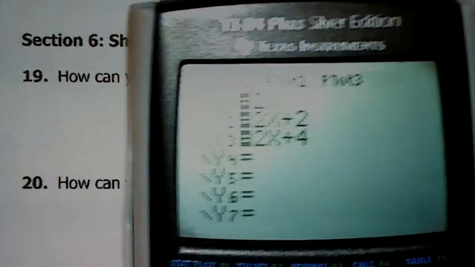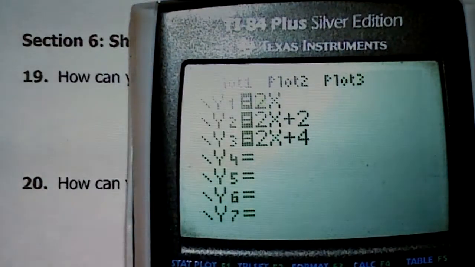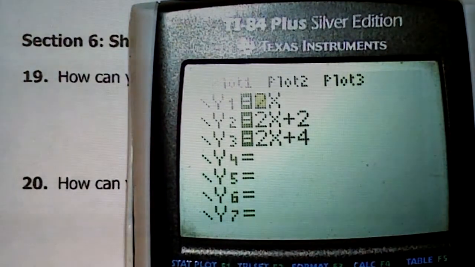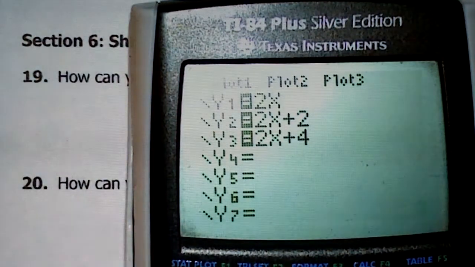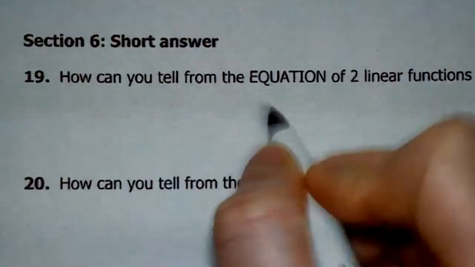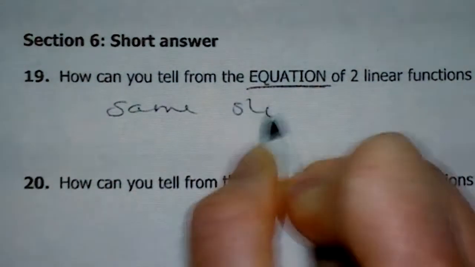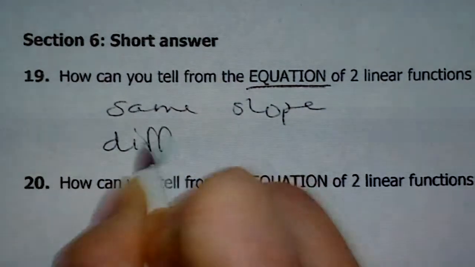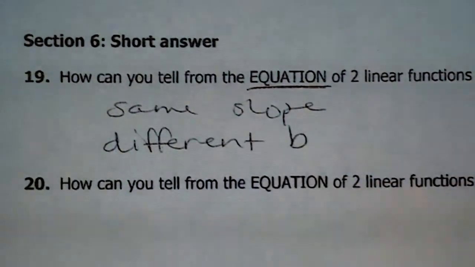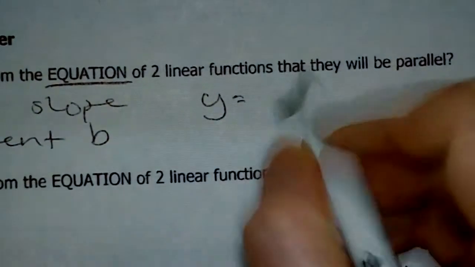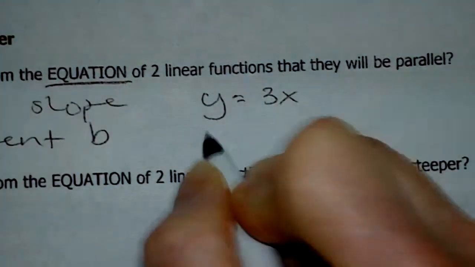When you look at their equations, do you see how the number in front of the x is the same? Isn't the number in front of the x the slope? And the number that's being added is the b. So if lines are going to be parallel, they will have the same slope. Because I asked you how you can tell from an equation. They're going to have the same slope, but a different b.